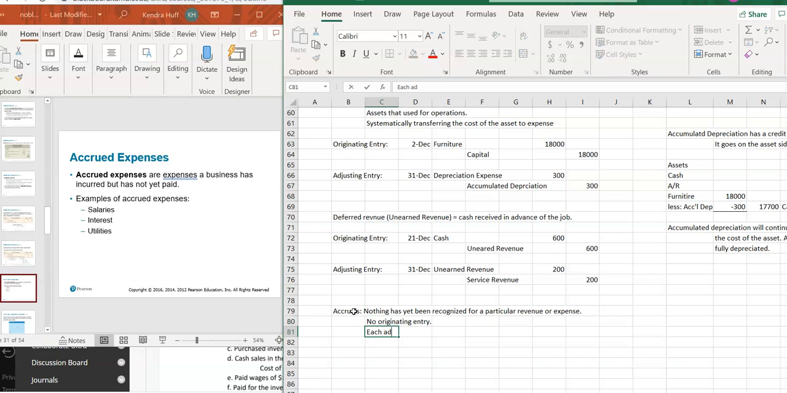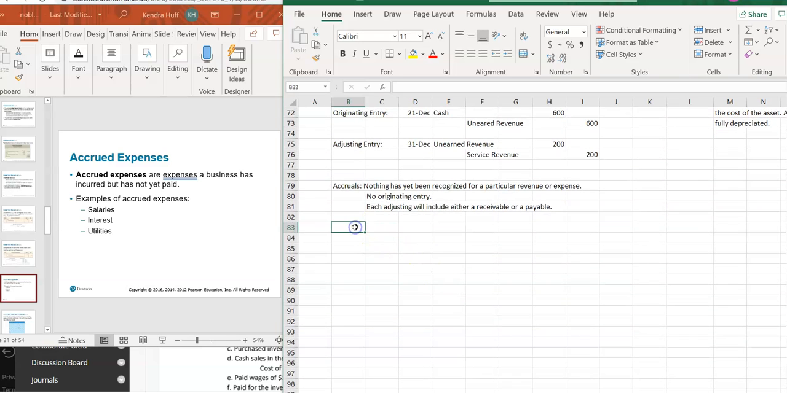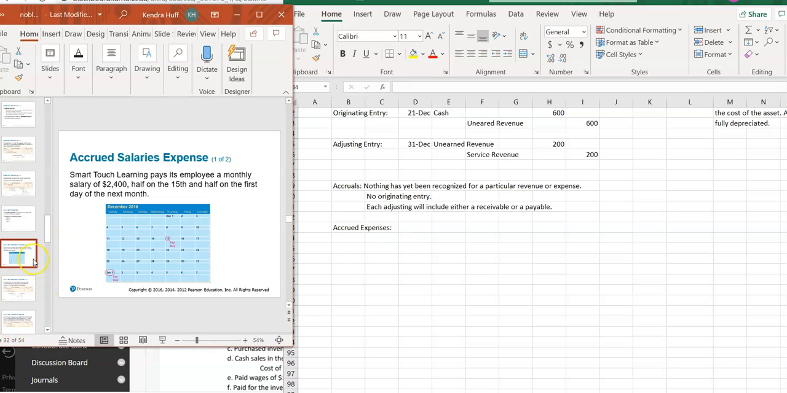And each adjusting entry will include either a receivable or a payable. All right, so first up, accrued expenses. All right, the first example.